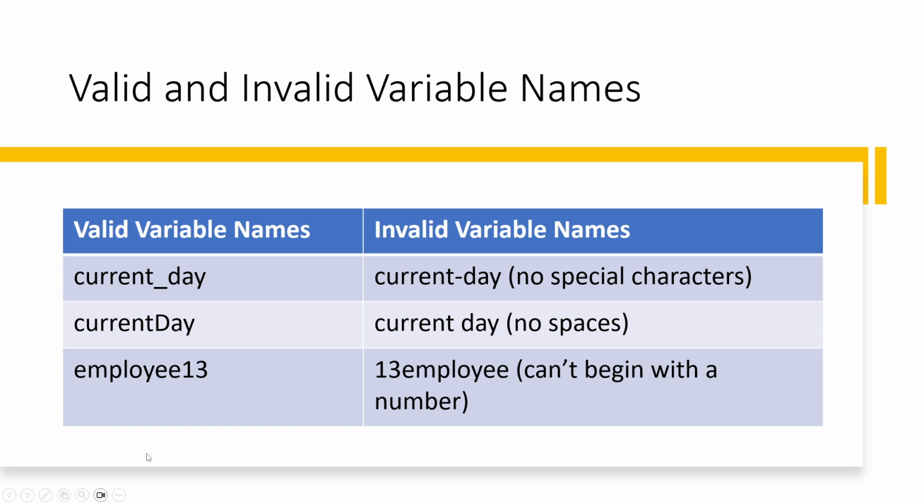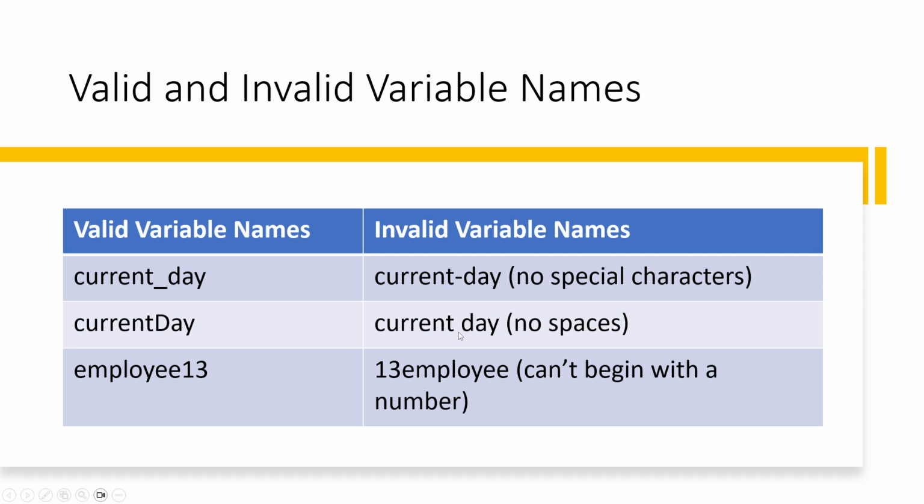So here's some examples of valid and invalid variable names. Current_day, that's good. I can't use the hyphen in a variable name. This would confuse it. It would think it's multiplication, or I'm sorry, subtraction. I can use currentD with a capital D, and that works.